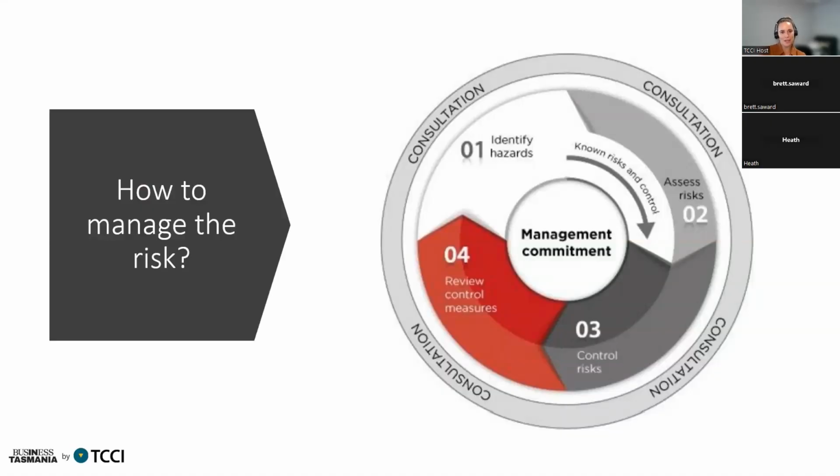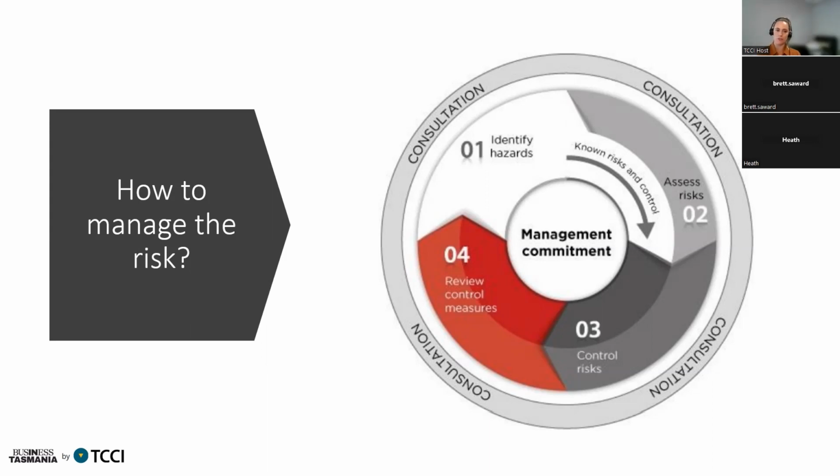So how to manage the risk. If you've ever seen this disc before, it's straight out of the code of practice for how to manage health and safety risks in the workplace. It breaks it down from steps 1 through 4. So the first step being identifying the hazards. You then need to, step 2, assess the risk through a risk assessment matrix to see where it is a high, medium, low risk. Step 3 is to implement some control measures to reduce the risk score.